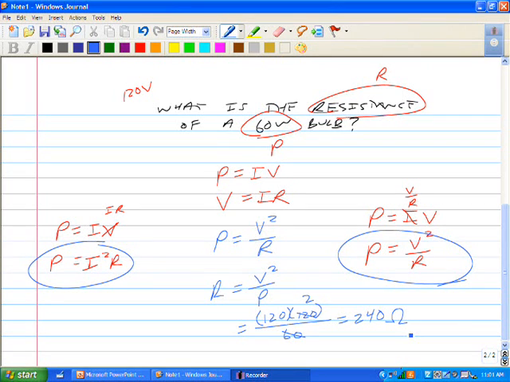So it's 240 ohms. On our formula page, the last formula we have is 4. Yes, we definitely need to update them. We will update them soon, today.